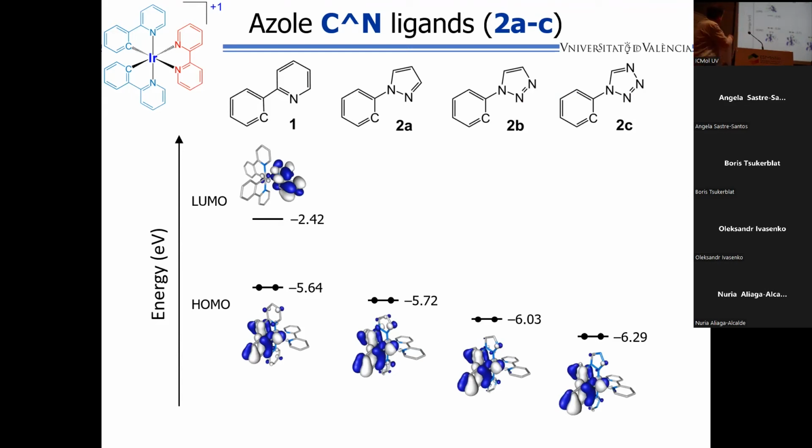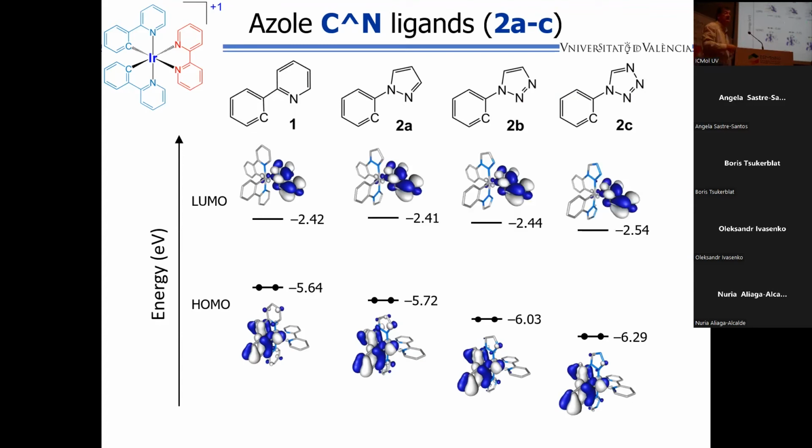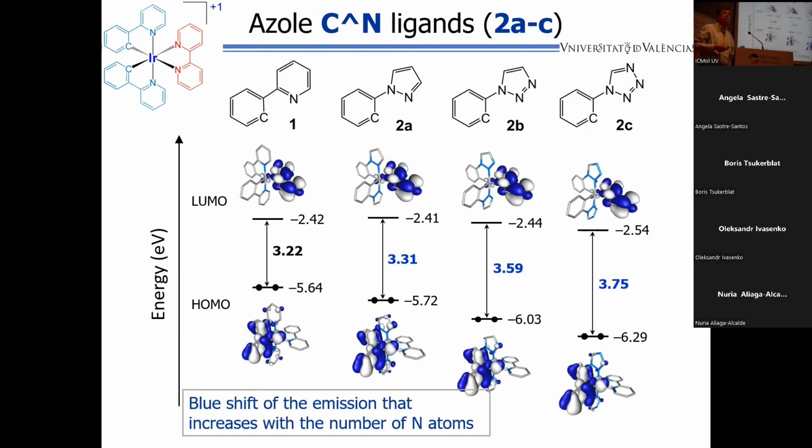What you will expect for the LUMO is that it is localized on that ligand. You have changed nothing in that ligand, so the LUMO remains at almost constant energy. Then you are really increasing the HOMO-LUMO gap, and you can expect a blue shift of the emission along this series.